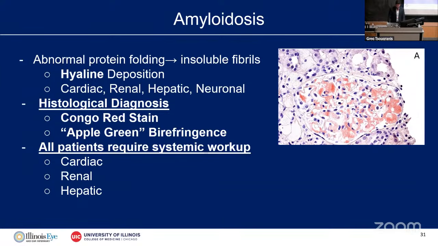Apart from the ocular manifestations, all patients do require systemic workup regardless of the subtype of amyloidosis because there are possible fatal complications. This is typically driven by the patient's primary care doctor, but typically we prefer cardiac workup, including echocardiography, to look for cardiomyopathy. Also a renal workup, including urinalysis, to look for nephrotic syndrome or signs of kidney injury or renal failure. And then some primary care doctors will also pursue hepatic workup to look for any signs of liver damage.